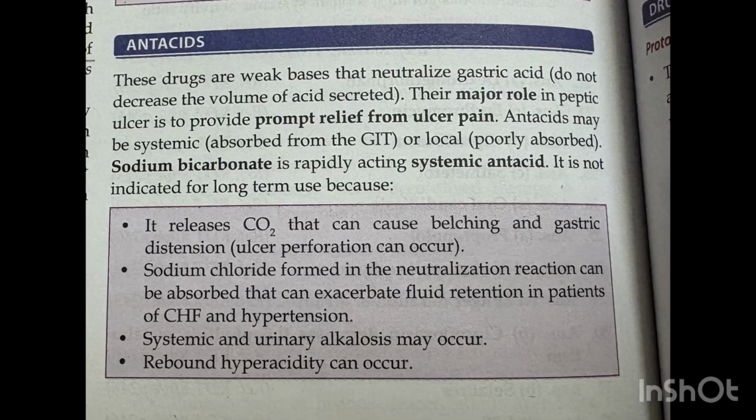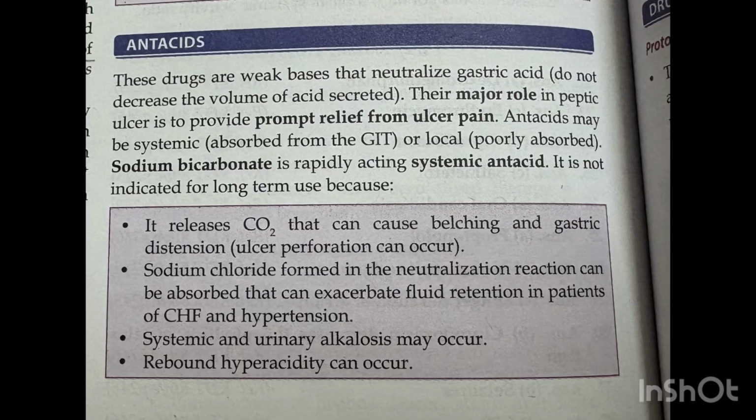Antacids. These drugs are weak bases that neutralize gastric acid but do not decrease the volume of acid secreted. Their major role in peptic ulcer is to provide prompt relief from ulcer pain. Antacids may be systemic, absorbed from the GIT, or local, poorly absorbed. Sodium bicarbonate is a rapidly acting systemic antacid. It is not indicated for long-term use because it releases CO2 that can cause belching and gastric distension.